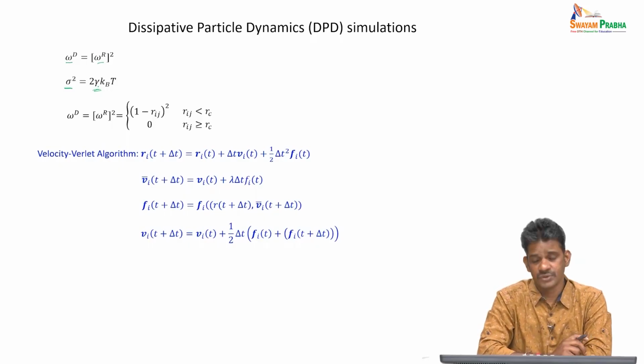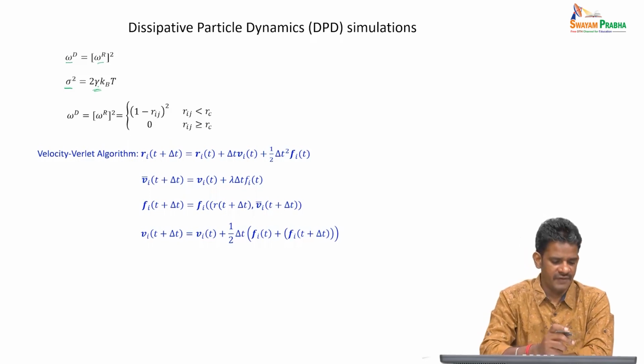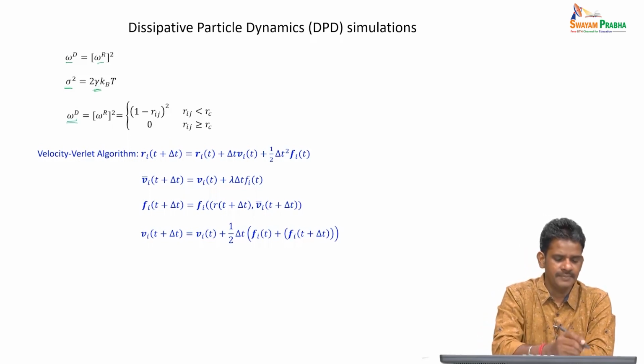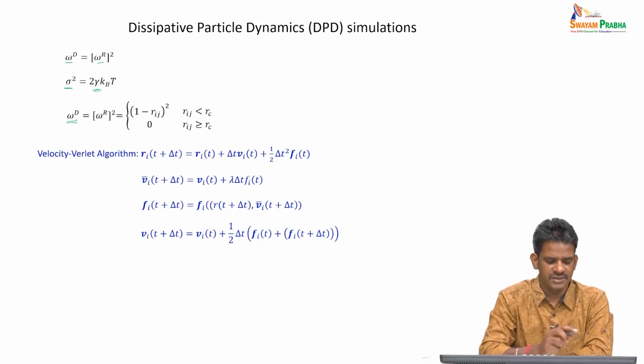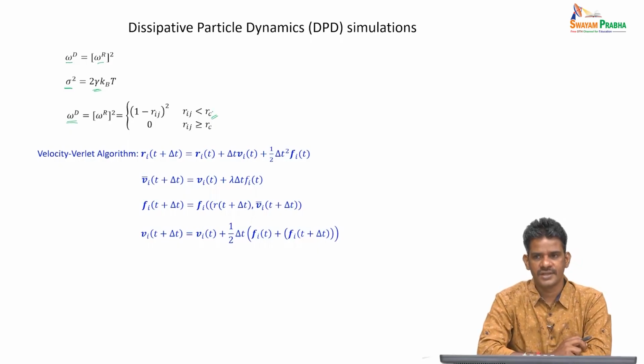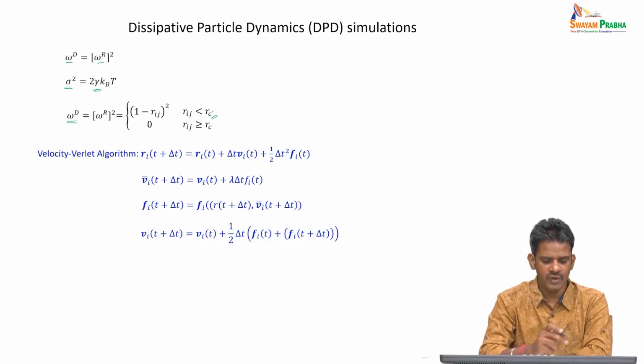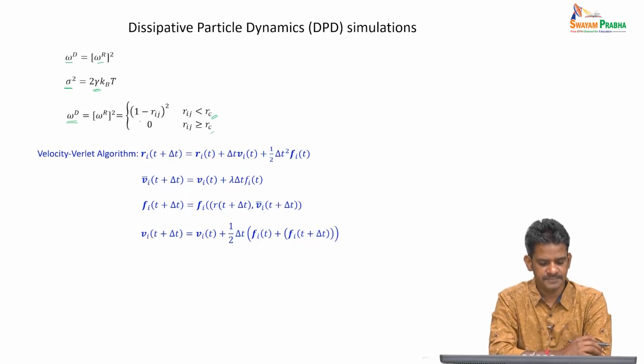So, in most situations, we define this weighting function omega d as a simple quadratic equation, 1 minus Rij over Rc, whole squared, up to some distance cutoff Rc, and beyond it is 0. So, you can see that omega d is equal to omega r squared. Both functions are defined by this particular expression.